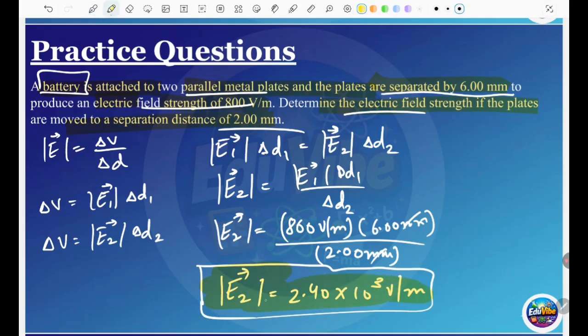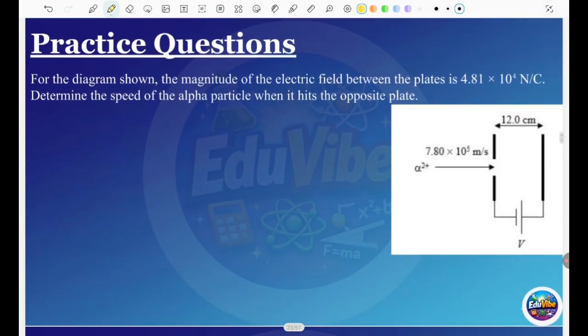So that's how you can find it when we have two cases with the same type of battery for the plate-based questions. Let's move on to the next one.